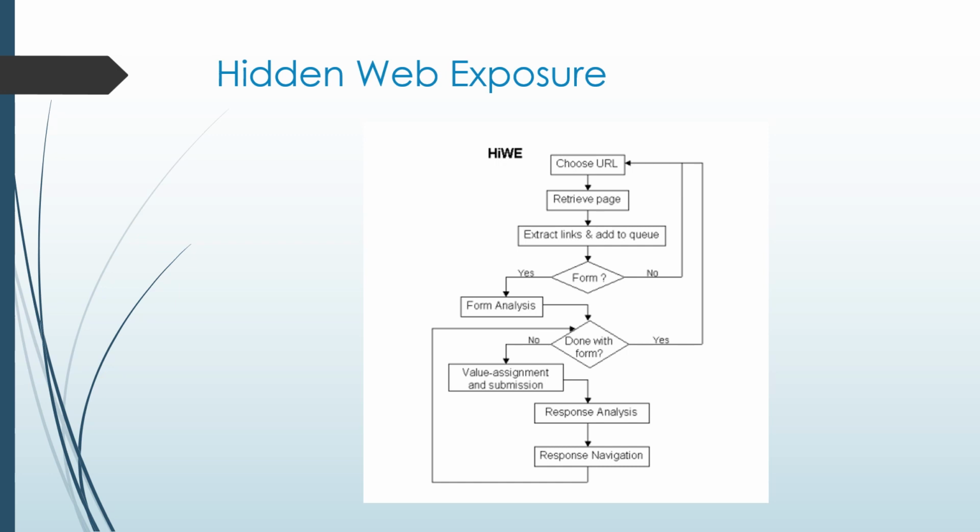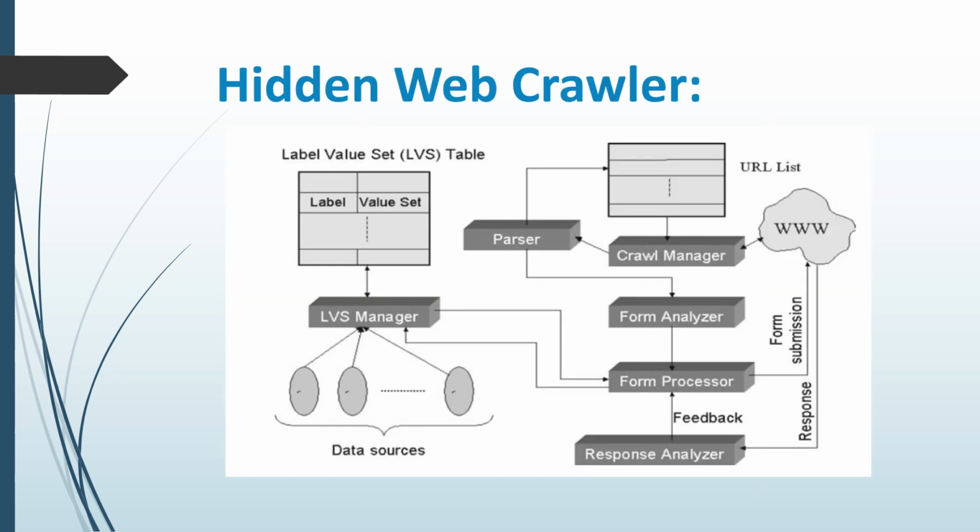The next crawler is Hidden Web Crawler. This follows the same process as Hidden Web Exposure. It contains 3 main components: Form Analyzer, Form Processor, and Answer Analyzer. The URL list consists of URL seeds generated by the crawler. Crawler Manager controls the unified crawling process that takes the URL from the URL list and downloads the URL pages. Downloaded URL pages are forwarded to the parser that finds hypertext links and adds them to the URL list. The form analyzer parses and processes the form when search forms are found on websites.